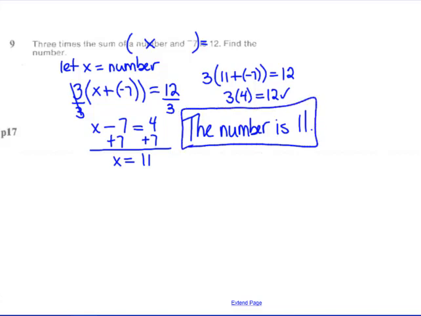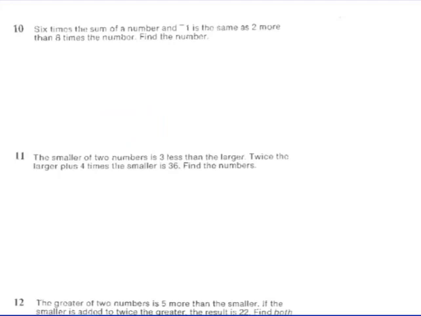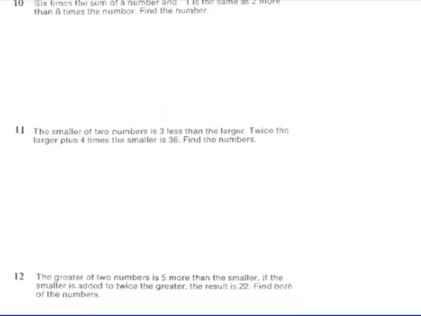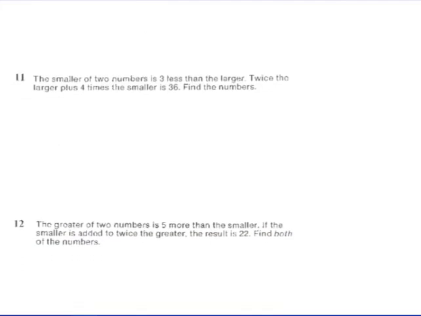On the next page, I like number 11. The smaller of 2 numbers is 3 less than the larger. The smaller is. So I know something about the smaller and nothing about the larger. Okay, so here's my let statements. The next sentence, twice the larger plus 4 times the smaller is 36. That's my equation.